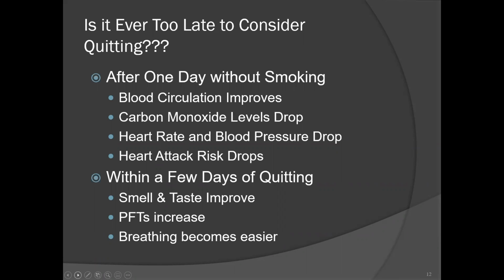After 1 day without smoking, blood circulation improves. It really has to do with the fact that you haven't reversed some deep physiologic phenomenon. What you've done is you've taken nicotine out of the equation. Nicotine causes, among other things, vasoconstriction. So you take that out of the equation, and you have, basically, vasodilation, not because you're dilating the vessels, but because you're removing the vasoconstriction. Carbon monoxide levels drop.